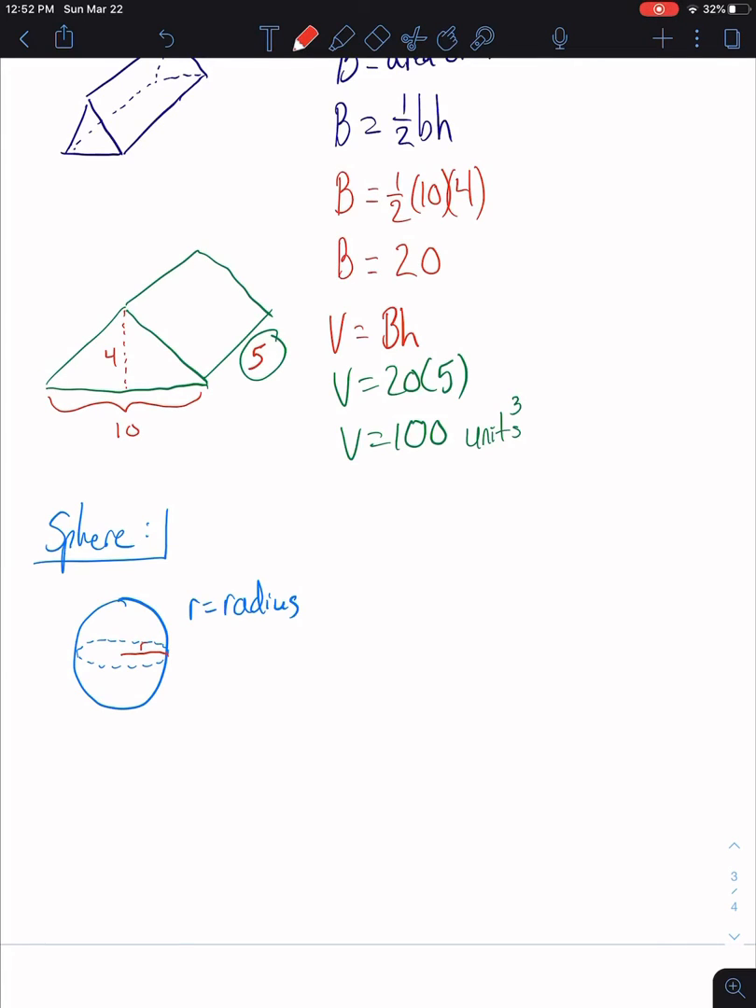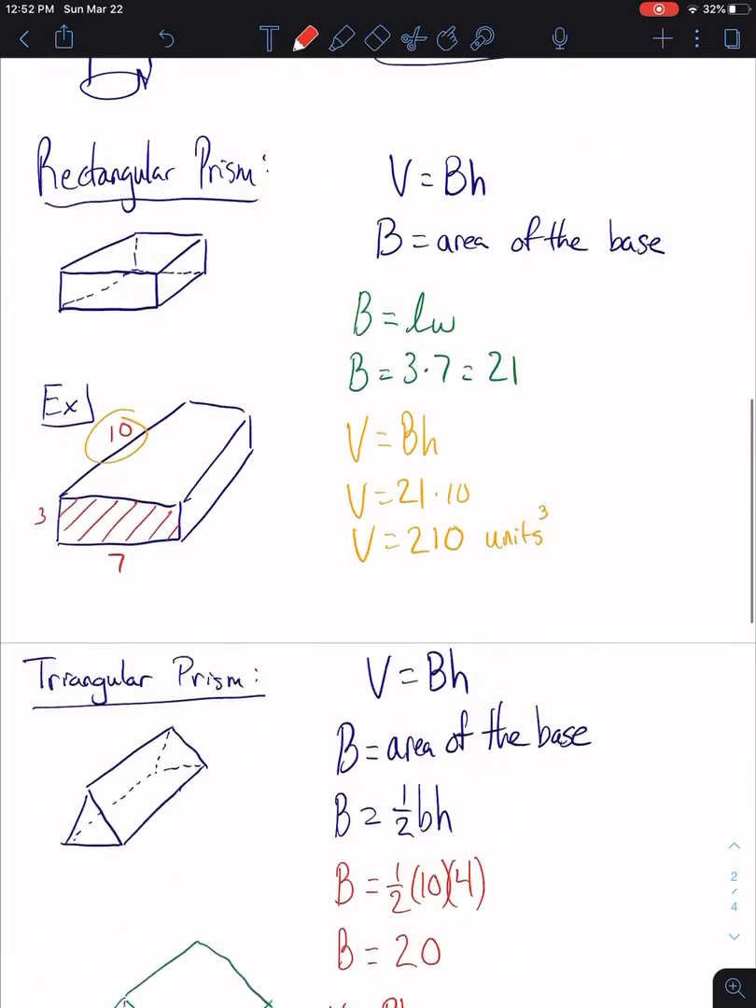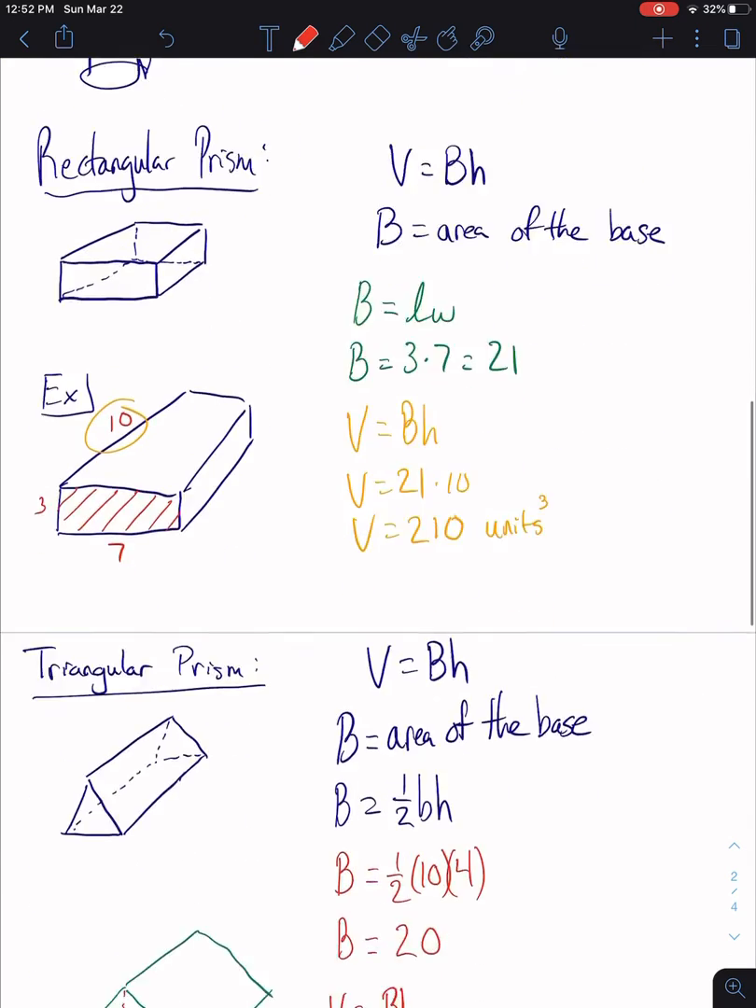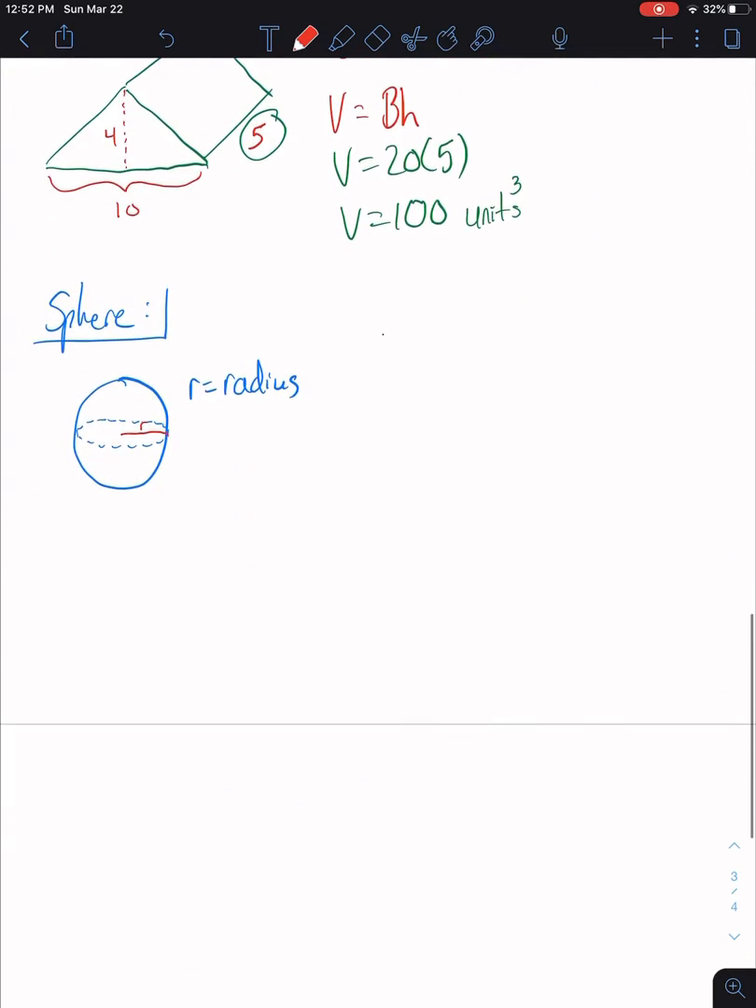Now, if we look back at our formula sheet, the volume of a sphere, more specifically, all we need is that radius. So our formula is 4/3 pi r cubed. And again, no need to memorize any of this. It's all on the formula sheet. So 4/3 pi r cubed.